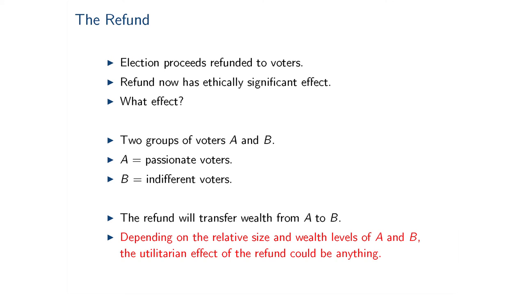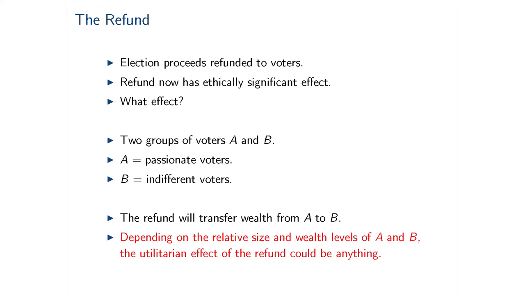Okay? So now that the refund becomes ethically significant, we heard about this earlier today, because you could be transferring money from people with different marginal utility of wealth, right? So what effect is the refund going to have in general? The earlier talk today touched on this. Well, we have almost the same idea here. Imagine that we have 2 groups of voters, A and B. A are the passionate voters that really care about the election and are going to buy a lot of votes. B are the indifferent voters who are going to buy 0 or close to 0 votes. Okay, and so effectively the refund is going to be a transfer of wealth from A to B. And we haven't said anything about the sizes of A and B or about the wealth levels of A and B. So basically the utility effect of the refund could be anything.